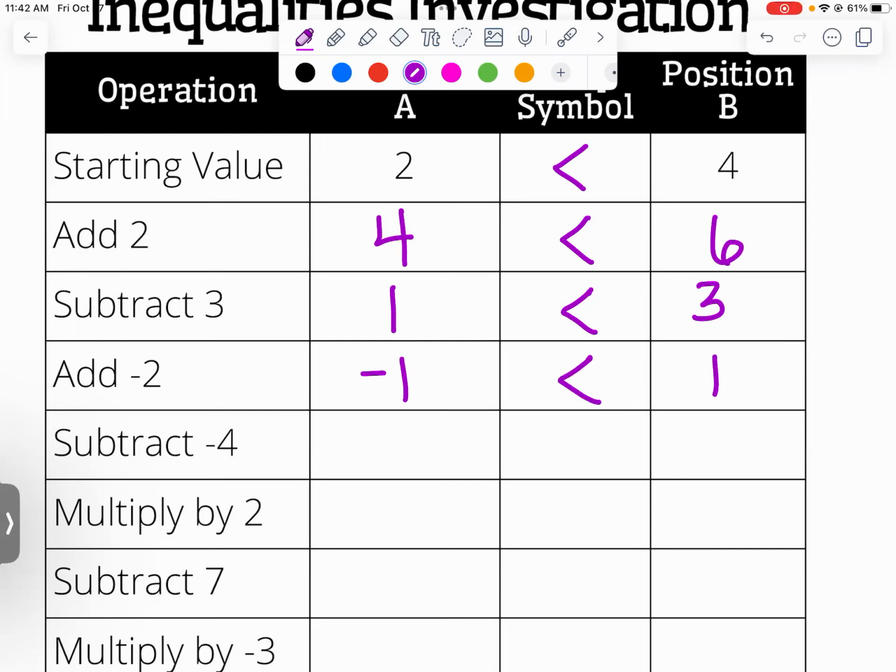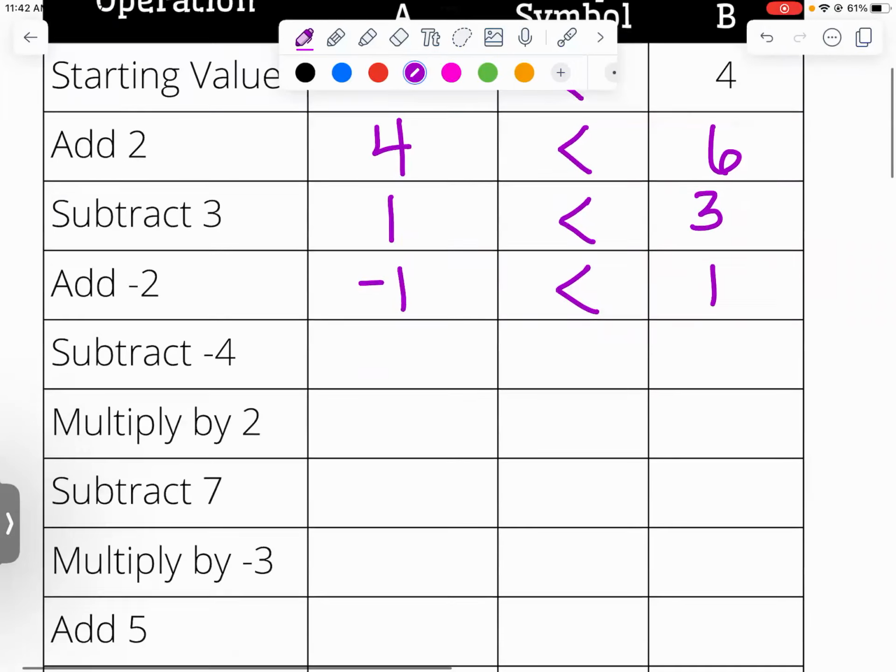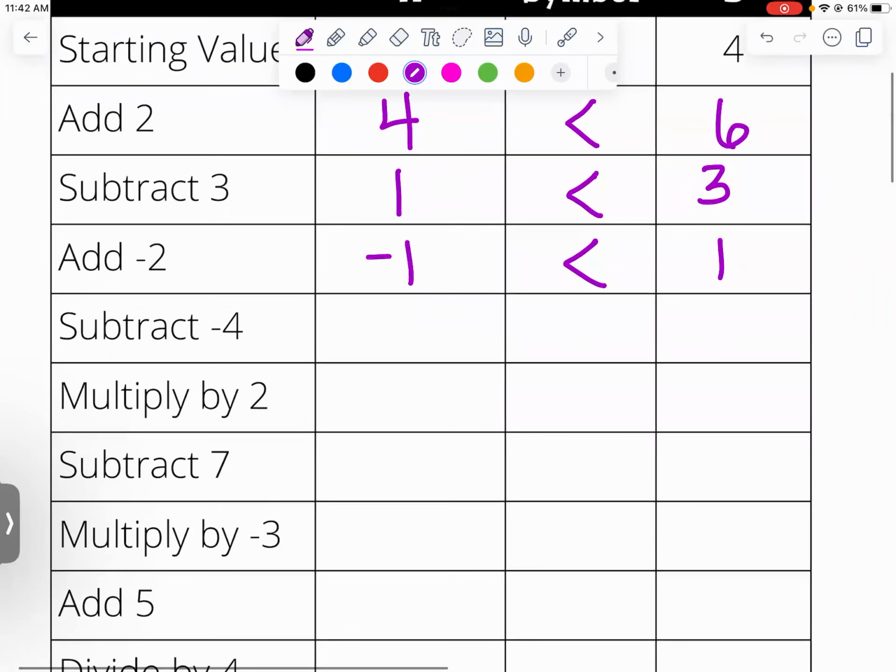Now we already talked about this one. Subtracting -4 is the same thing as adding 4. So if we add 4 to -1, what do we get? We get 3. We're adding 4. And if we add 4 to 1, we get 5. Which number is bigger? Have you noticed that our inequality sign has been the same every time we draw? Now we're going to multiply by 2.